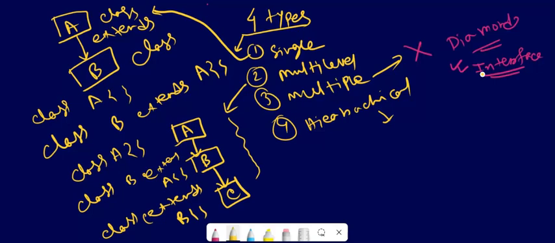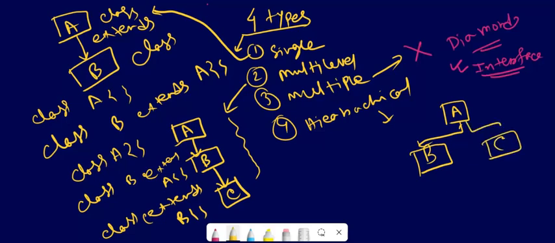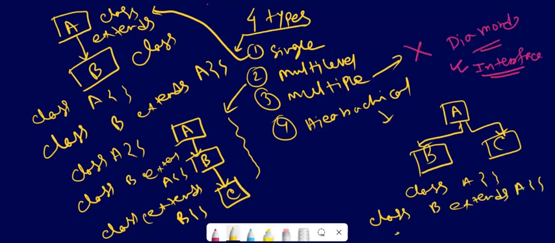In hierarchical inheritance, how would it look? In simple terms, class B extends A, and also class C extends A. So in a simple definition, class A, then class B extends class A, and class C extends class A. Basically two classes extend A.